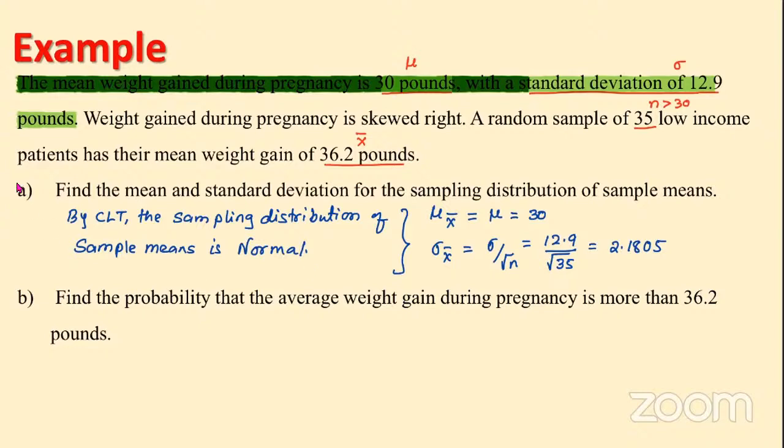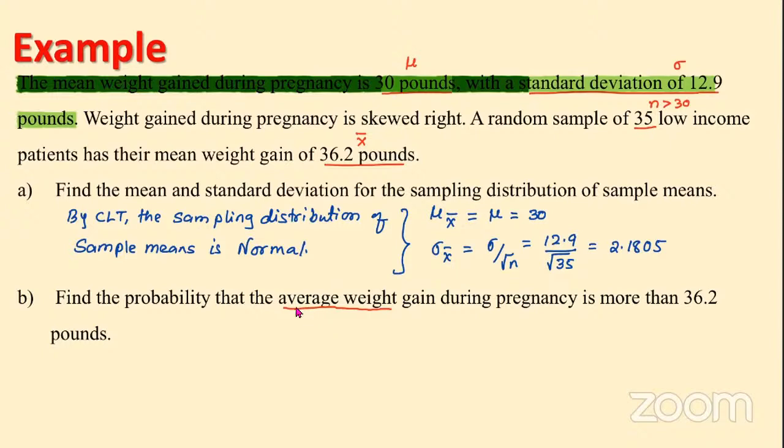So with that, we solve the first part, part A. In the second part, we have to find the probability that the average weight gain during the pregnancy is more than 36.2 pounds. So you can clearly see we are talking about the average, okay?